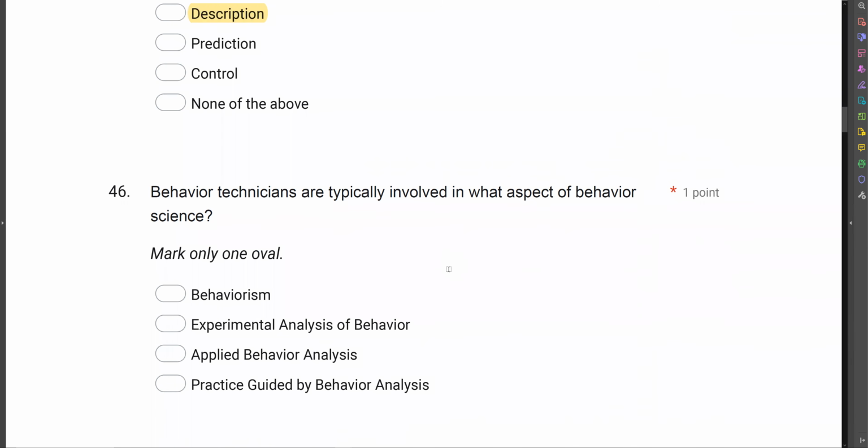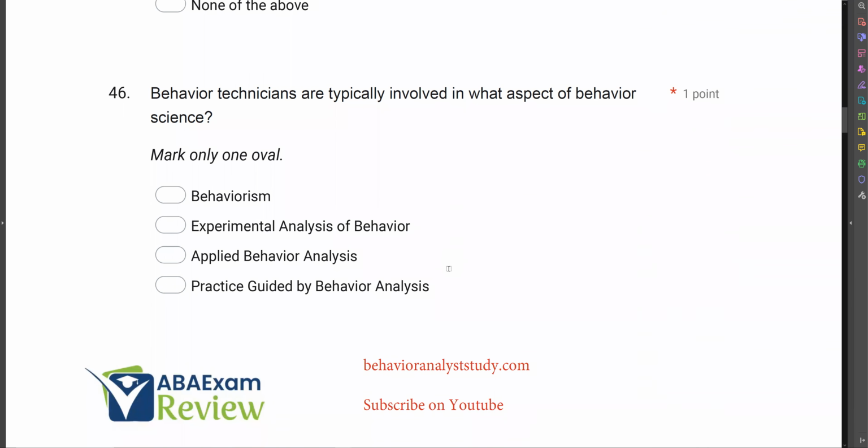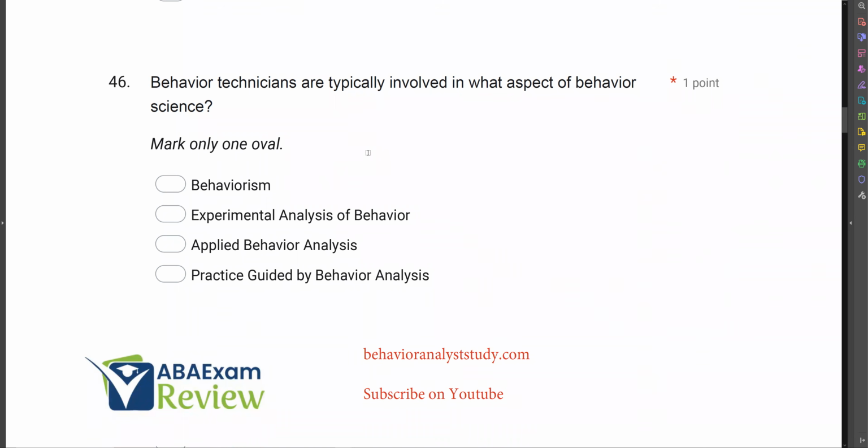And then 46, pretty straightforward question. Behavior technicians are typically involved in what aspect of behavior science? You've got to learn to distinguish between the different aspects of behavior science: behaviorism, experimental analysis, applied behavior analysis, and practice guided by behavior analysis. And we're specifically looking at behavior technicians, who are people in the field, right? They're implementing all day. So what aspect of behavior science are they typically involved in?